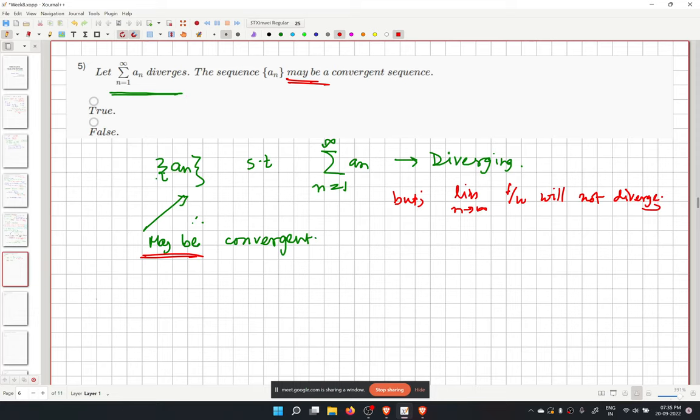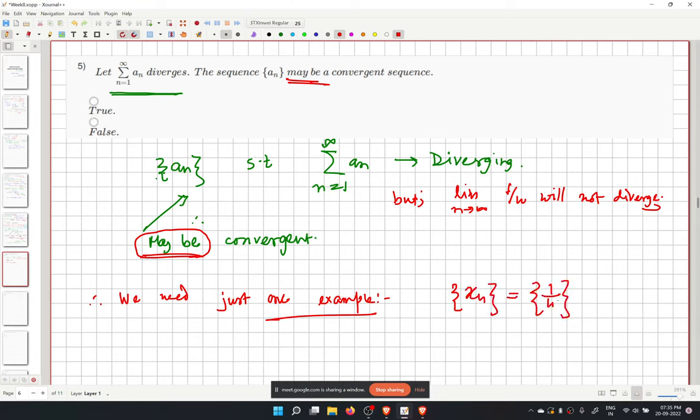Will not diverge. Since the term "maybe" is present in the statement, we just have to produce one example to say that this is true. We need just one example, and we can take the sequence xn equal to 1 over n as an example. We know for a fact, we have learned it in class and also did a similar problem, that the summation of n equal to 1 to infinity 1 over n is diverging.